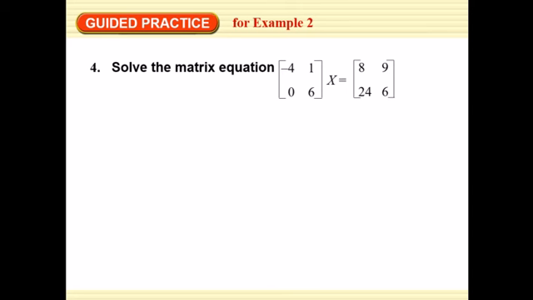Alright, so here I want you to go ahead and solve this 2 by 2. Alright, so you should end up resulting in an X that is equal to a 2 by 2. So find A inverse and then multiply it on the left by B and see what you get. Alright, hopefully you guys got -1, -2, 4, and 1.